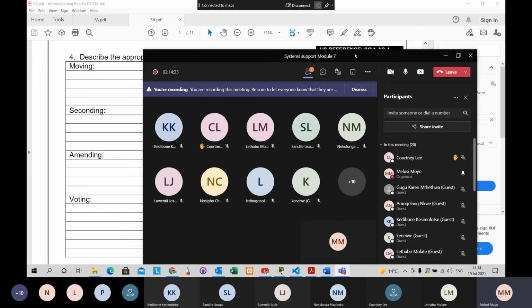Courtney, your hand is up. You wanna add more on that? No. Okay. All right. Your hand was up. Do you wanna add on what Courtney has said, or you have a different answer for amending?